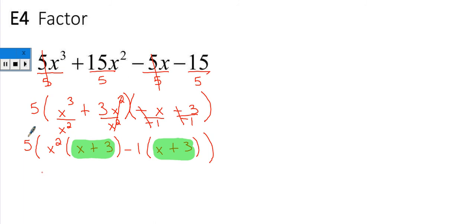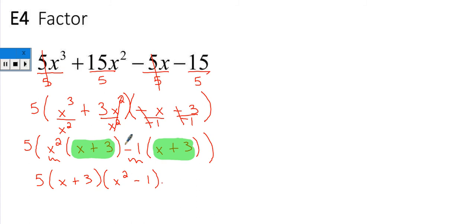I'm going to take and keep my 5 out in front like I have every time. Guys, once I write it out here, it's got to stay out here. And then that's going to give me my common factor of x plus 3. And what's going to be left over for the other one is going to be x squared minus 1.